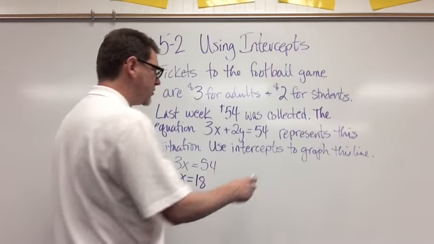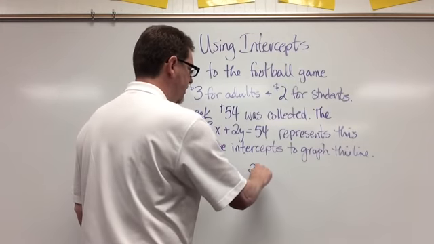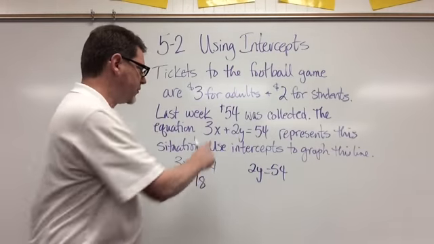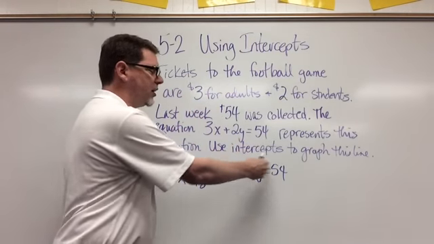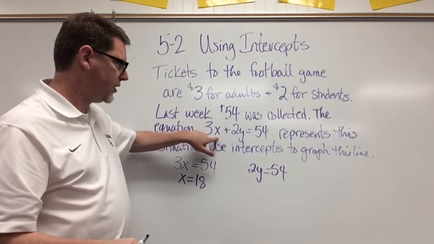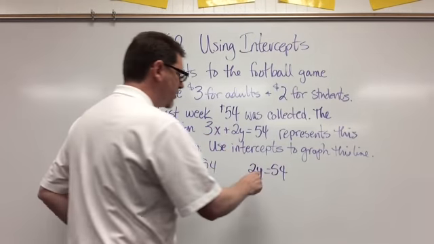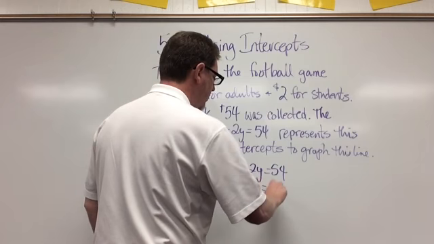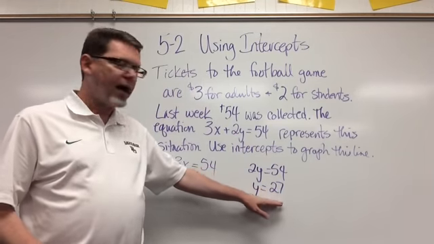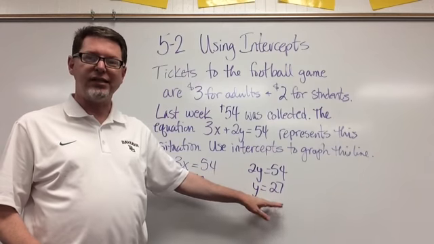For my y-intercept, I know x equals 0, so I'm going to just be left with 2y equals 54. And the reason I'm doing that is I'm just mentally plugging in, and I don't need to write it down if I already know that this is going to be 0 for my y-intercept. And so when I divide, y equals 27. So my y-intercept now is 27.